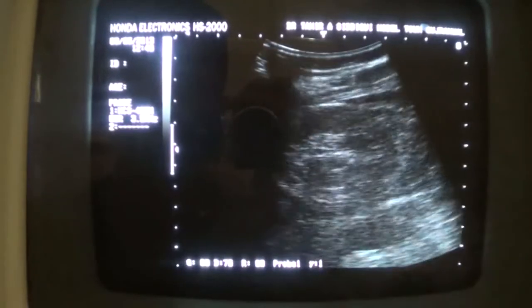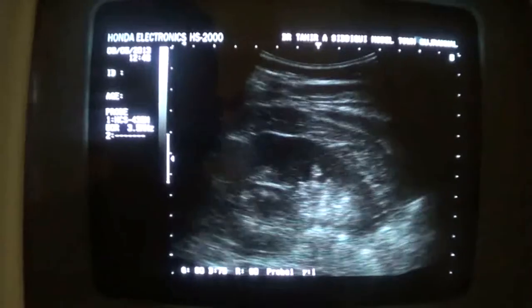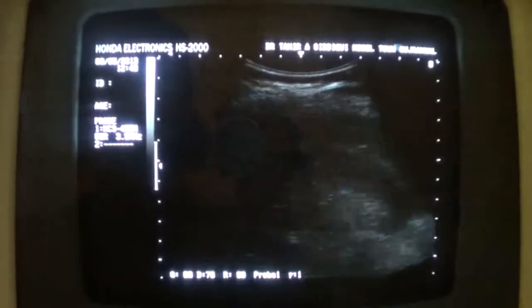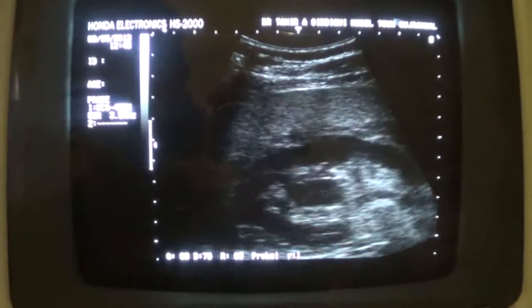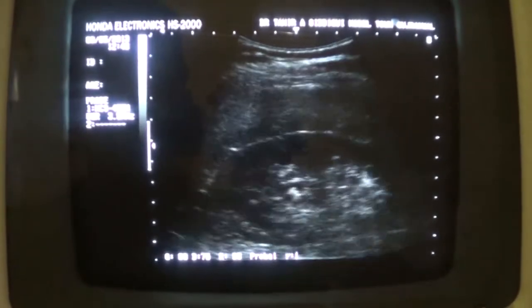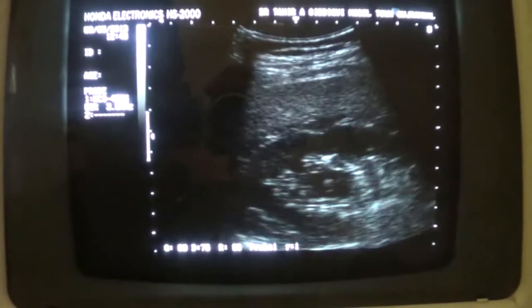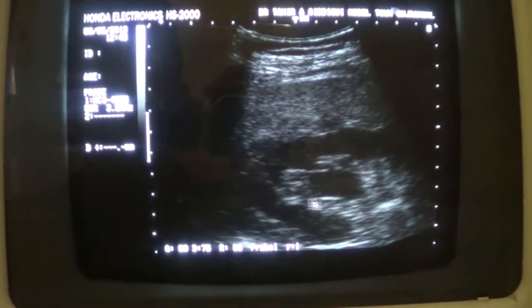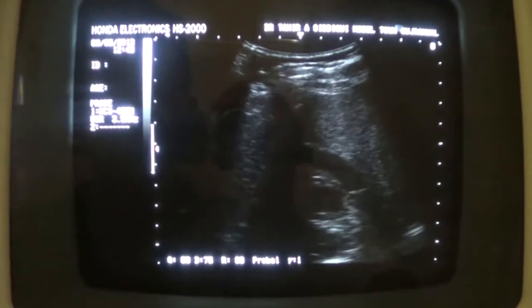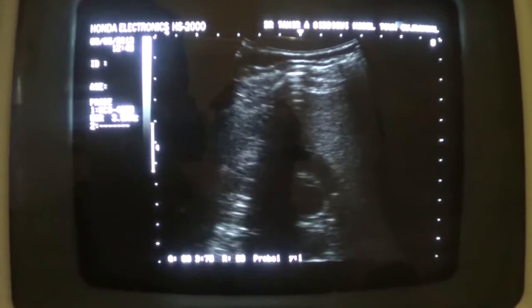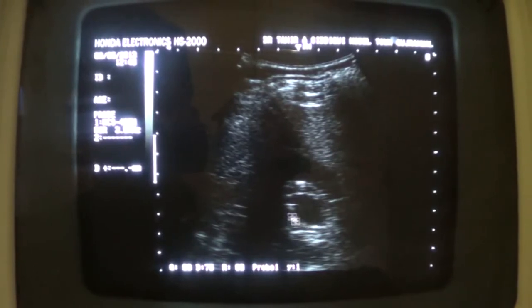So they are seen all over the parenchyma, and thus this is a case of medullary sponge kidney. And at times you will see multiple cystic areas. This is not dilatation of the calyces, but rather this is a cyst, because as I change the direction of the probe, it remains the same. I am talking about this cystic area.